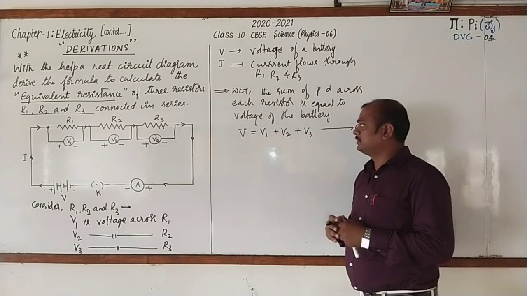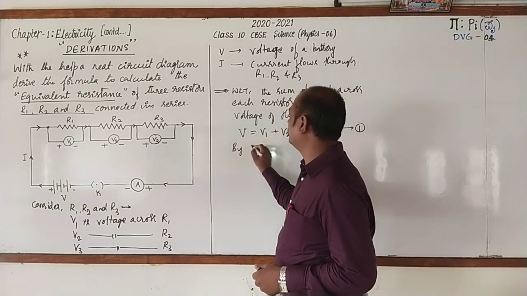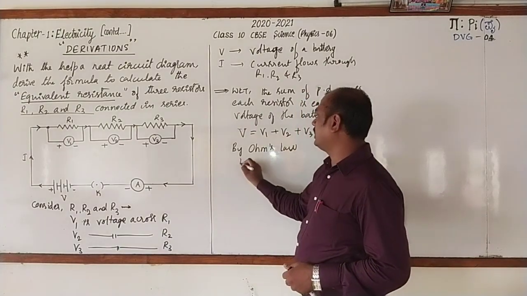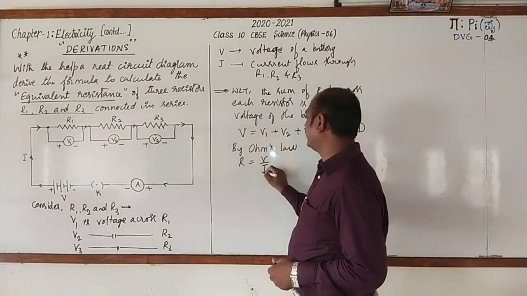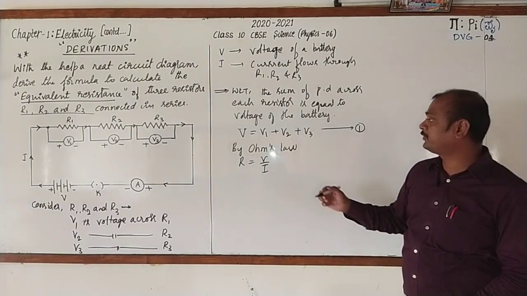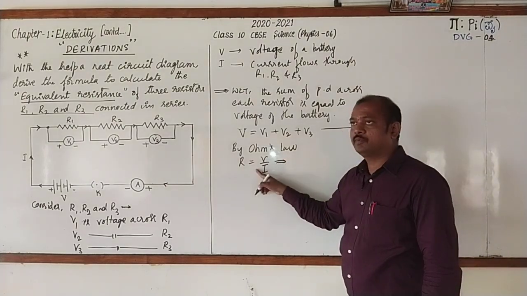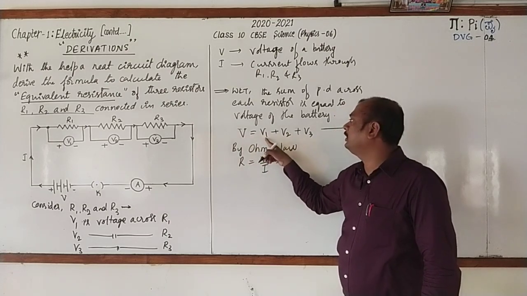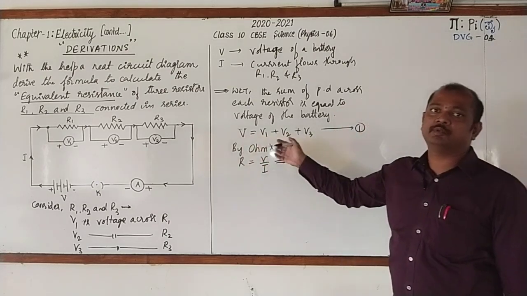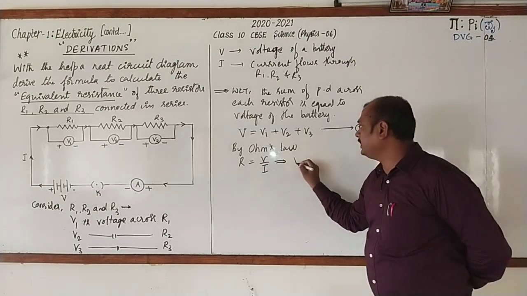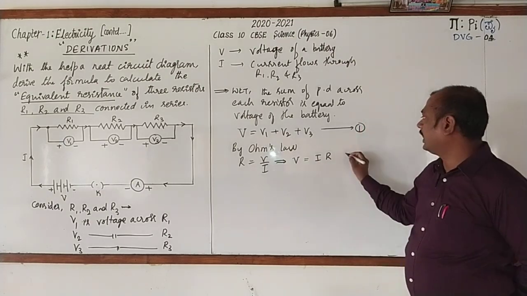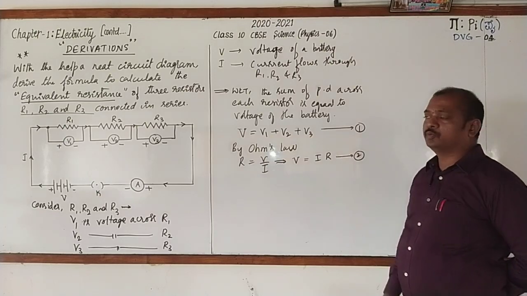Then we all know that according to Ohm's law, we can write R is equal to V by I. Let me solve for V. The reason is we need to substitute for V, V1, V2 and V3. Hence I am using Ohm's law. So V is equal to I into R. I call this equation 2.